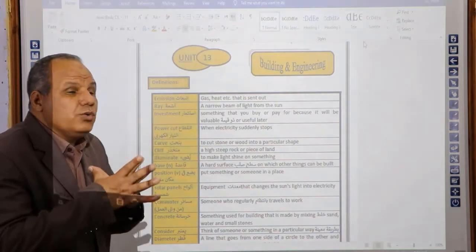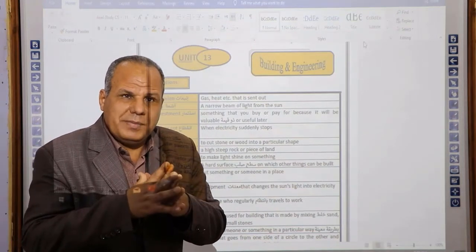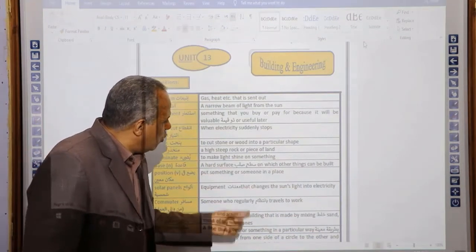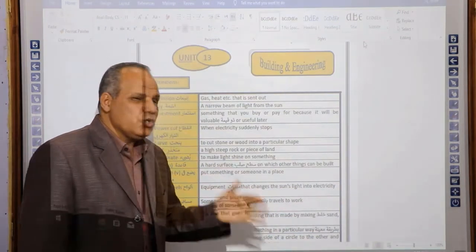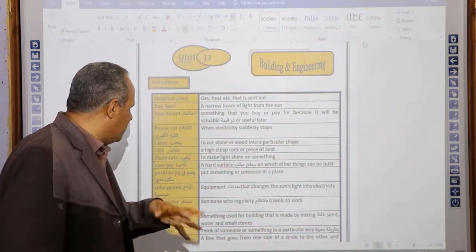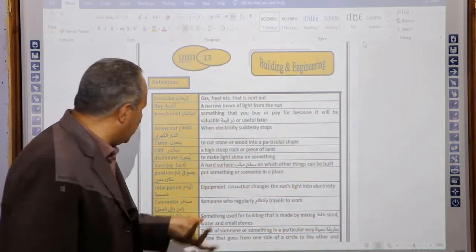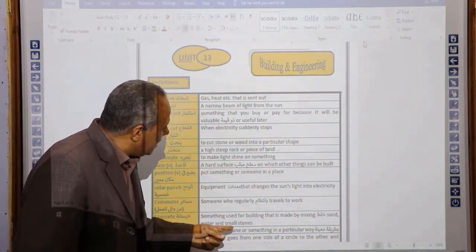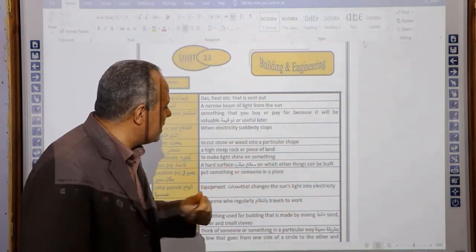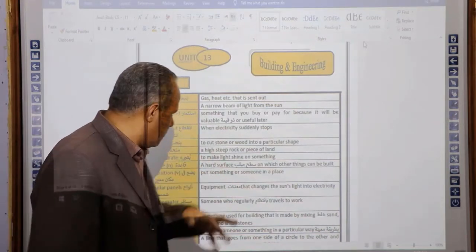Commuter. Commuter that means in Arabic شخص يسافر يوميا بالقطار. Someone who regularly travels to work. يعني شخص يسافر بانتظام باستخدام أو بواسطة القطار. Concrete that means in Arabic خرسانة. Something used for building that is made by mixing sand, water, and small stones.